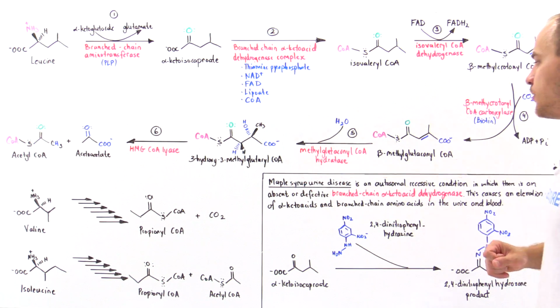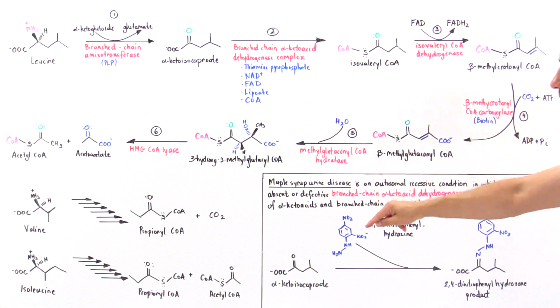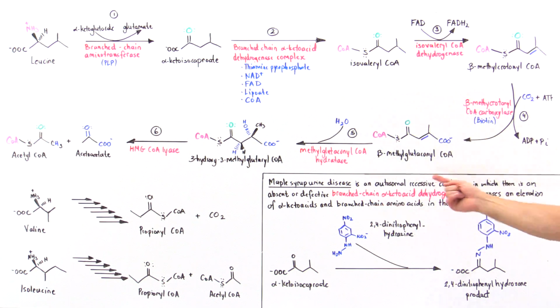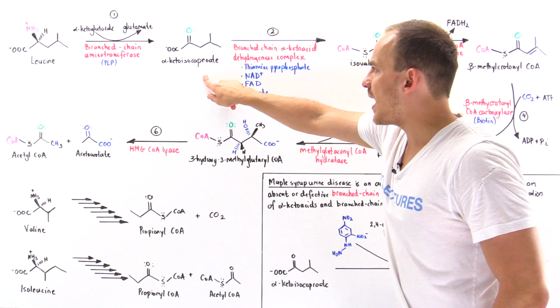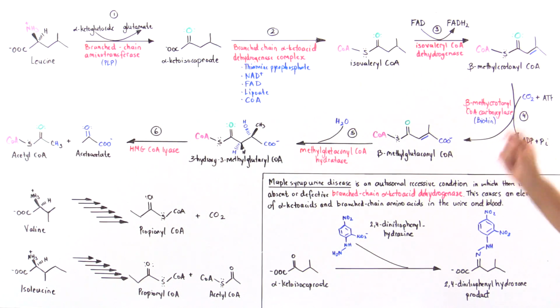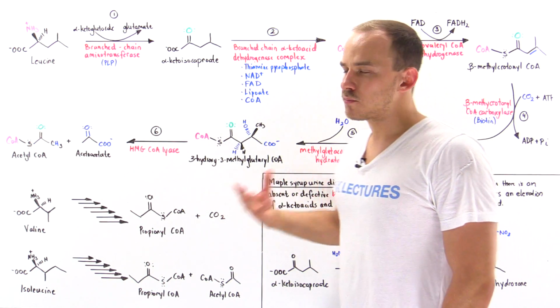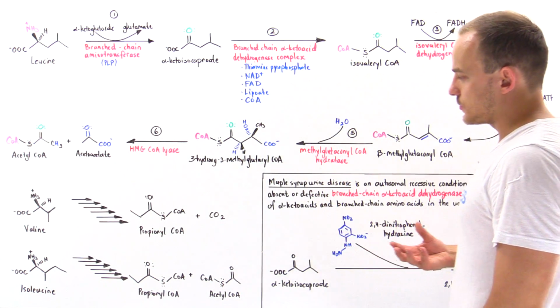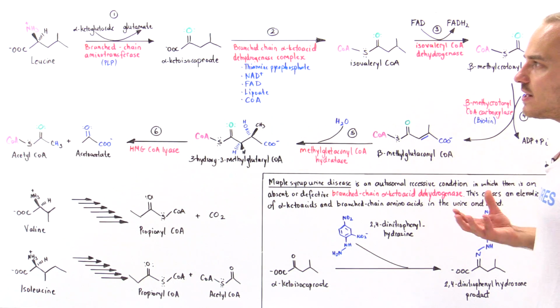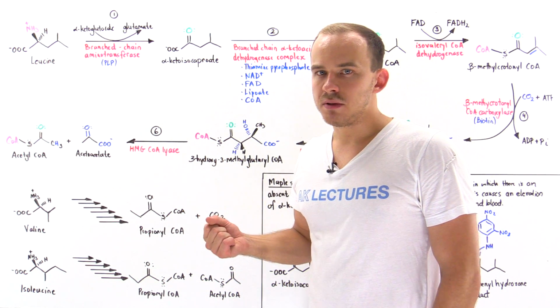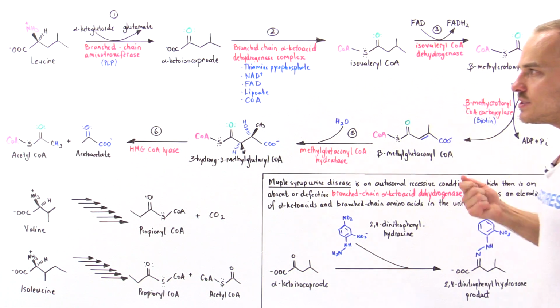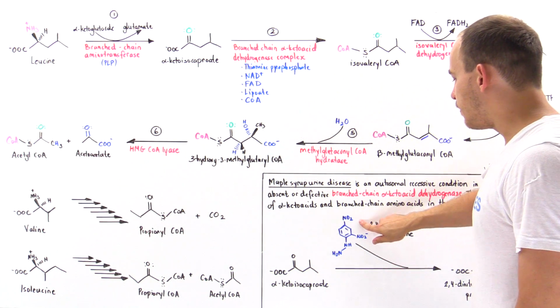So maple syrup urine disease is an autosomal recessive condition in which there is an absent or defective branched-chain alpha keto acid dehydrogenase complex. This causes a buildup and elevation of the alpha keto acids as well as of the branched-chain amino acids. And this ultimately leads to not only mental problems, but also physical problems. Now, how can we diagnose a patient with this particular problem?